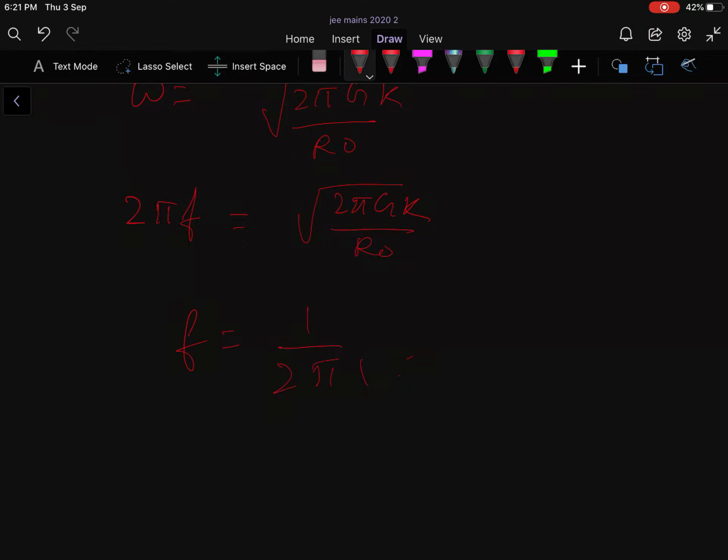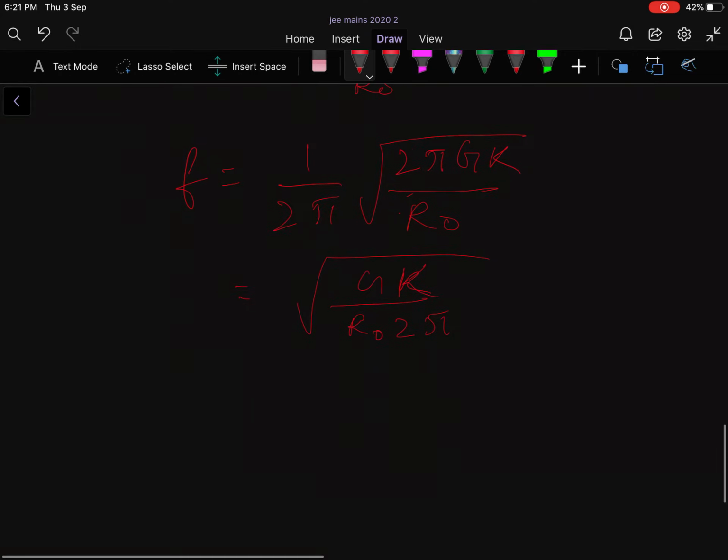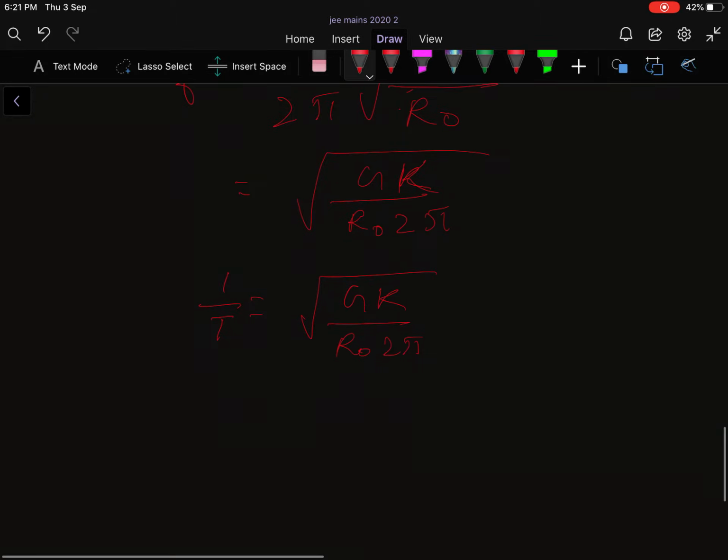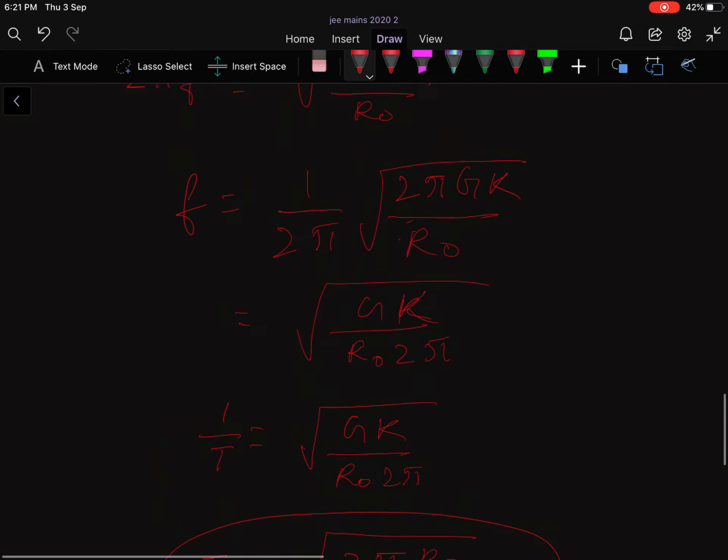So f is 1 by 2 pi under root 2 pi G k by r naught. And you know frequency is 1 by time period. So the time period will be under root 2 pi r naught by G k. So this is the answer.